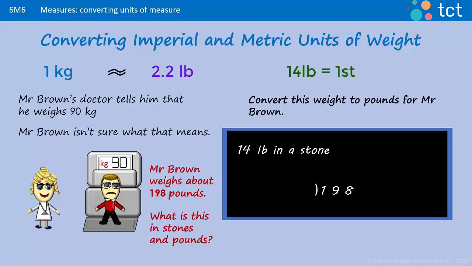198 divided by 14 will give you an estimation as to how many stones and pounds Mr. Brown weighs. Again, you'll probably have your own favourite method for division. I'm using the short division method here, and I've come up with 14 remainder 2. So we can say that Mr. Brown weighs just over 14 stone.